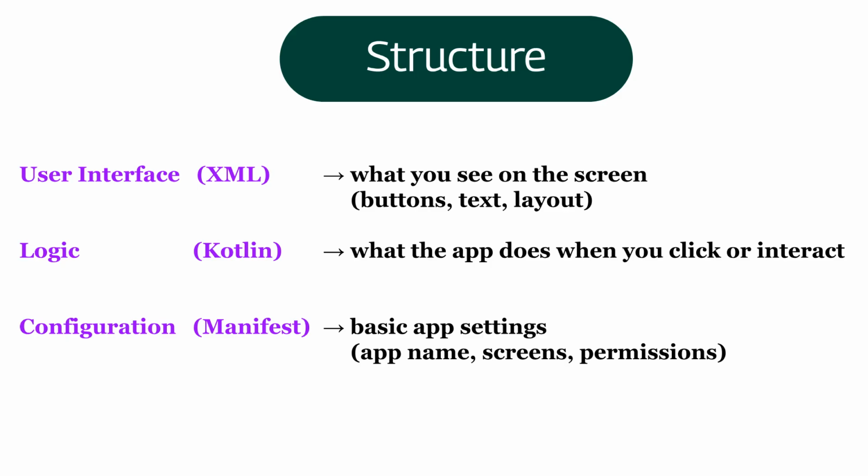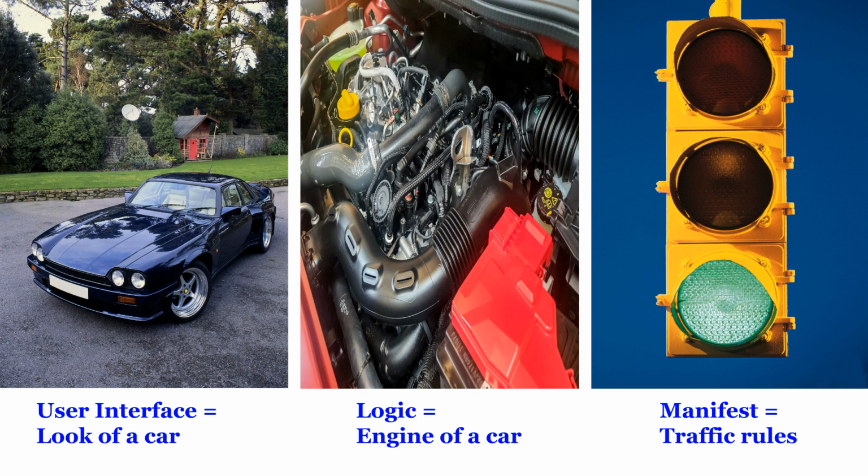Every Android app is made of 3 parts: user interface, what you see on the screen; logic, what the app does when you click; configuration, basic app settings. For example, user interface is like the look of a car due to its design. Seats, color. Logic is like the engine of a car. It powers everything and makes it work when you drive. Manifest is like traffic rules. It controls what the car is allowed to do and how it should behave on the road.